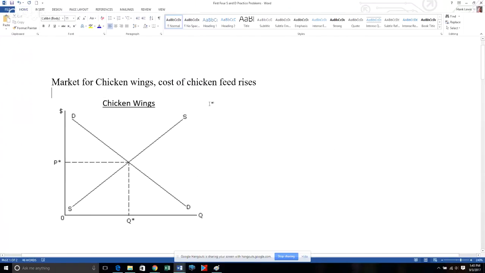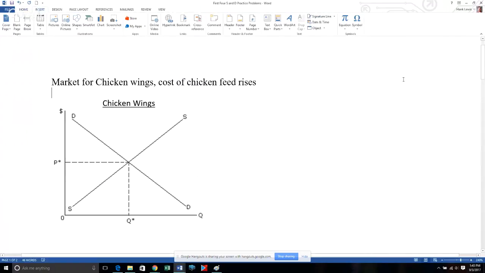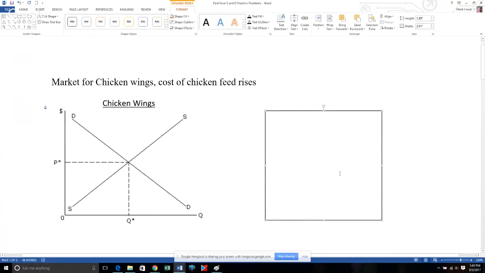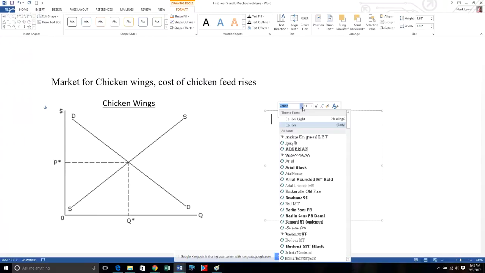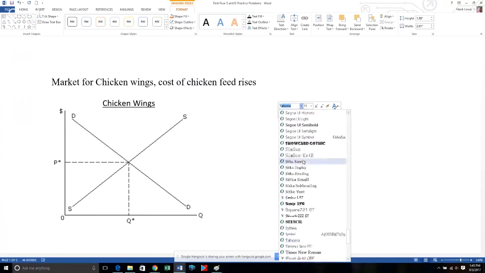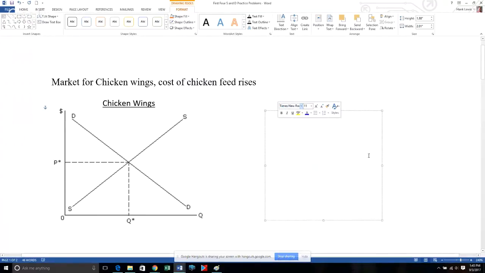Now it says you have to tell which curve is changing, how does it change, and you have to show this in the graph, and you have to also talk about the change in equilibrium price and quantity. So I'm going to insert some more shapes here. I'm going to do a text box here, and this text box is going to be for my summary information. All right. And I tend to like to do the text here. I'm a Times New Roman fan. I just tell everybody use whatever you're comfortable with. You're going to be writing this by hand anyway, so there is no font for your handwriting.